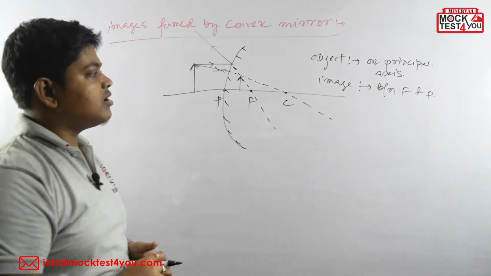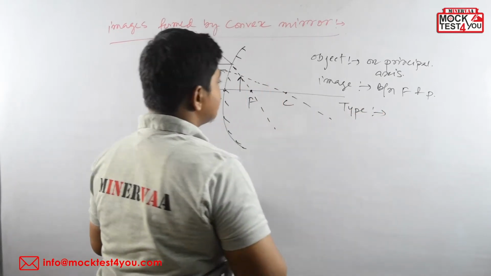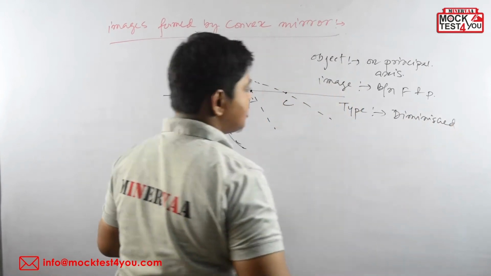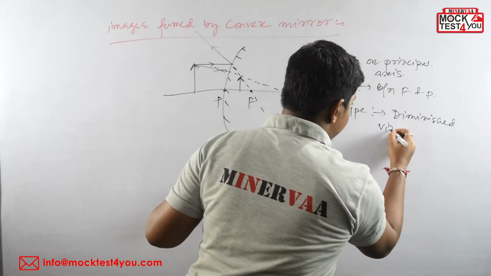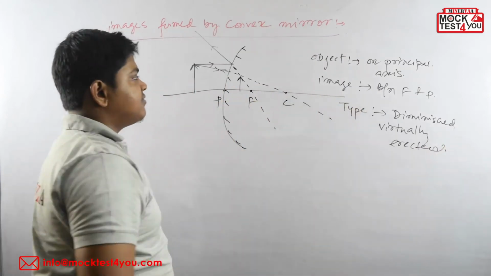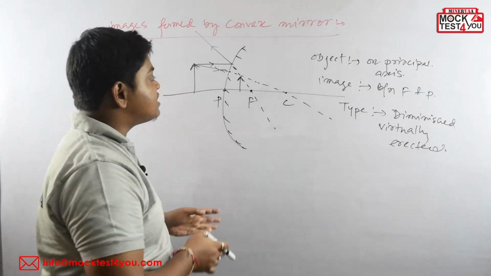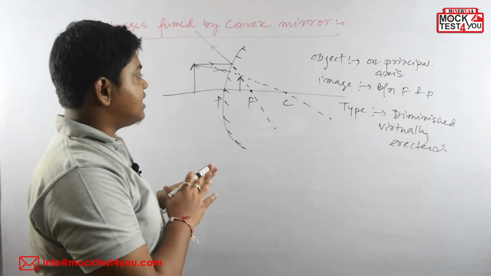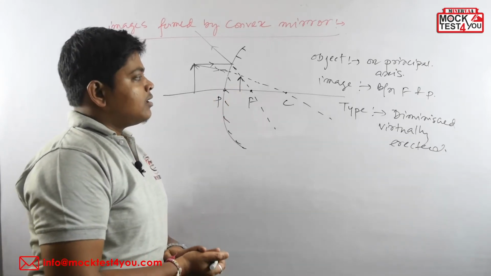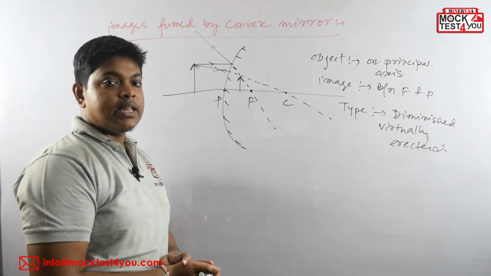You will get the image between our focus and pole, and in this case the type of image will be diminished in nature. It is virtually erected. Obviously it's a virtual image because the light rays are actually not meeting at this point, they appear to meet at this point. So that's why you are getting the image that is obviously a virtual image, and it is erected in nature. Now if that object is placed at infinity, then what will happen?